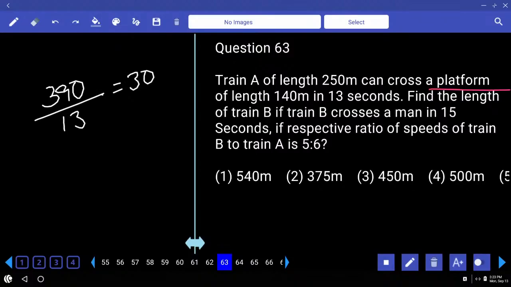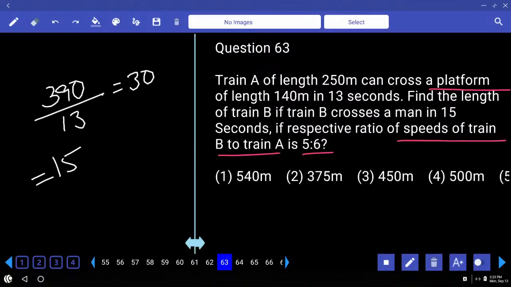Find the length of train B if train B crosses a man in 15 seconds. If a train crosses a man, the distance covered is equal to the train length, and that's what we want to calculate here. How much time was it taking? 15 seconds. And the ratio of speed of train B to train A is 5:6.